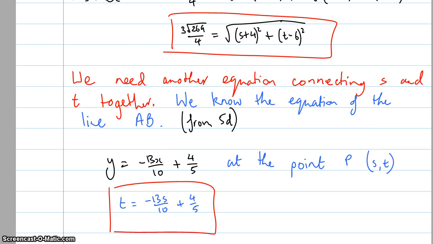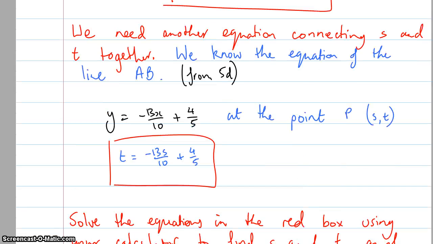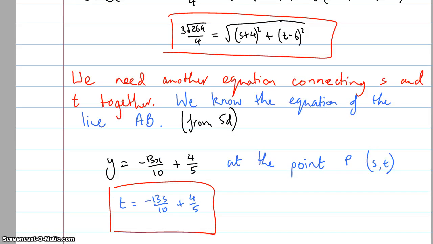And then I can solve those two equations simultaneously to find out what S and T are, and that will give me the coordinate P. To do that, I wouldn't try doing it by hand because it's too ugly. I would solve that using the calculator. Now I'll show you how to do that on my calculator. I've got a slightly different calculator to yours, but I'm pretty sure you can do it on yours. I just don't have the capability to show you that on the computer, but I'll show you on mine, and I'll get the right answer, so that way hopefully you can do it on yours.